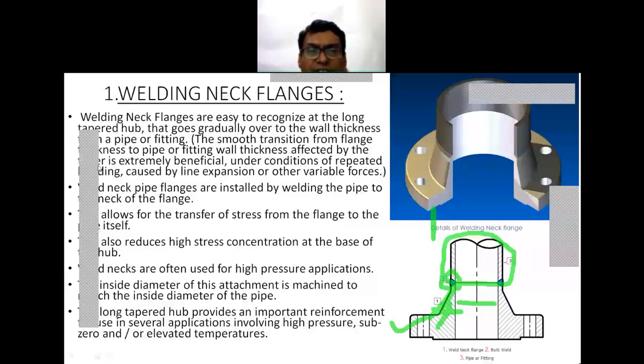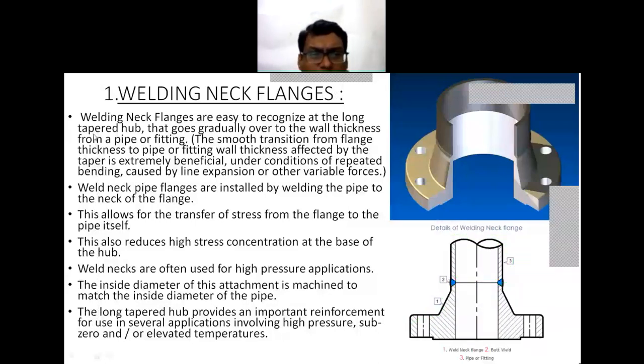Then these welded neck flanges are installed by welding the pipe to the neck of the flange. This allows for the transfer of stresses from the flange to the pipe itself, so that the stresses will be transferred from the flange to the pipe. This also reduces the high stress concentration at the base of the hub. This is nothing but your hub, that is also called.